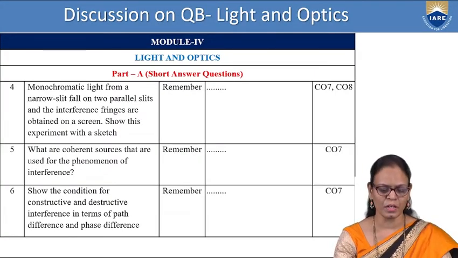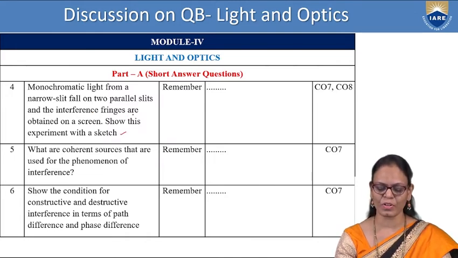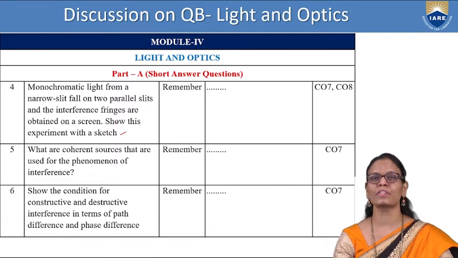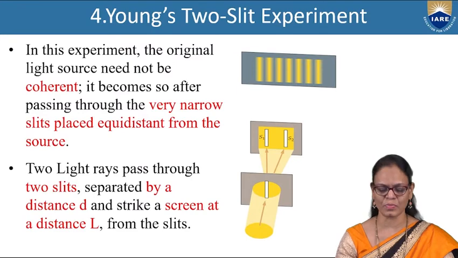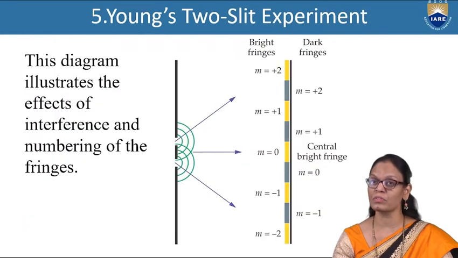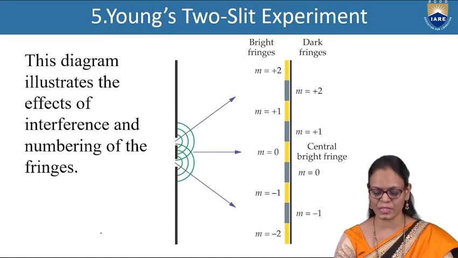Now the next one. Monochromatic light from a narrow slit falls on two parallel slits and the interference fringes are obtained on a screen. Show this experiment with the sketch. So you have to show the experiment with the help of a neat diagram. This we have already seen, the setup we have seen. Now we'll see how the fringes are formed. This diagram illustrates how the fringes are formed.